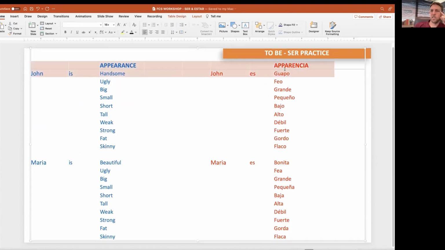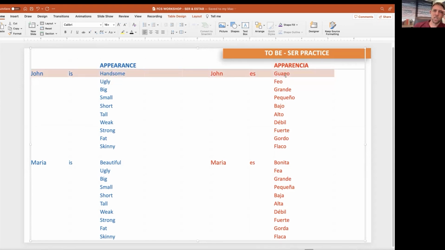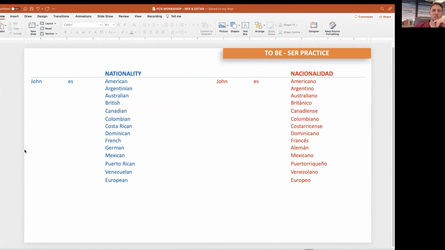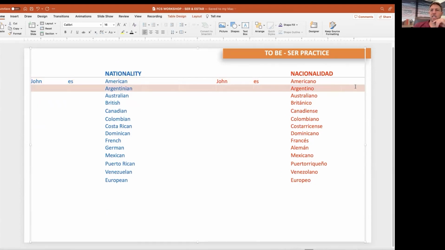Appearance, permanent. Usually, in certain situations, like you're a mess right now, it could be temporary, but generally, appearance is permanent. So, ser. John is handsome. Él es guapo. John is ugly. Él es feo. Permanent. Nationality. Él es americano. Él es argentino.